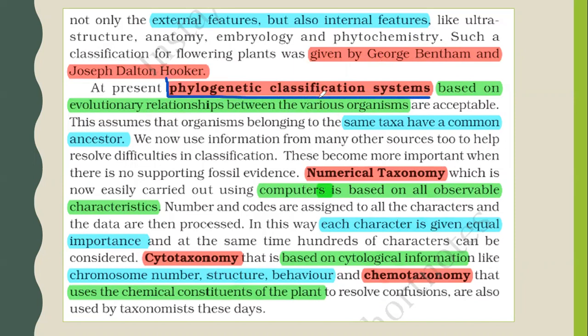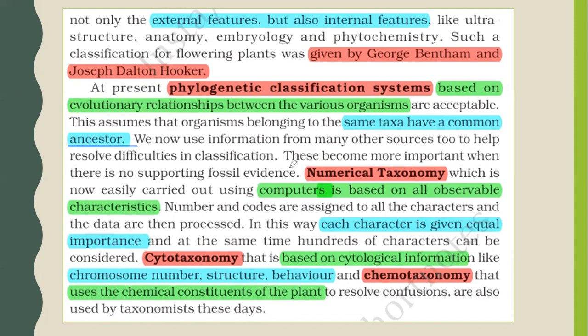The last one is the phylogenetic system of classification. The phylogenetic system of classification was put forth by Engler and Prantl. What was it? Engler and Prantl put forth the phylogenetic system of classification. This phylogenetic system of classification is based on the evolutionary relationship of various organisms. This assumes that the organisms belonging to the same taxa have a common ancestor.